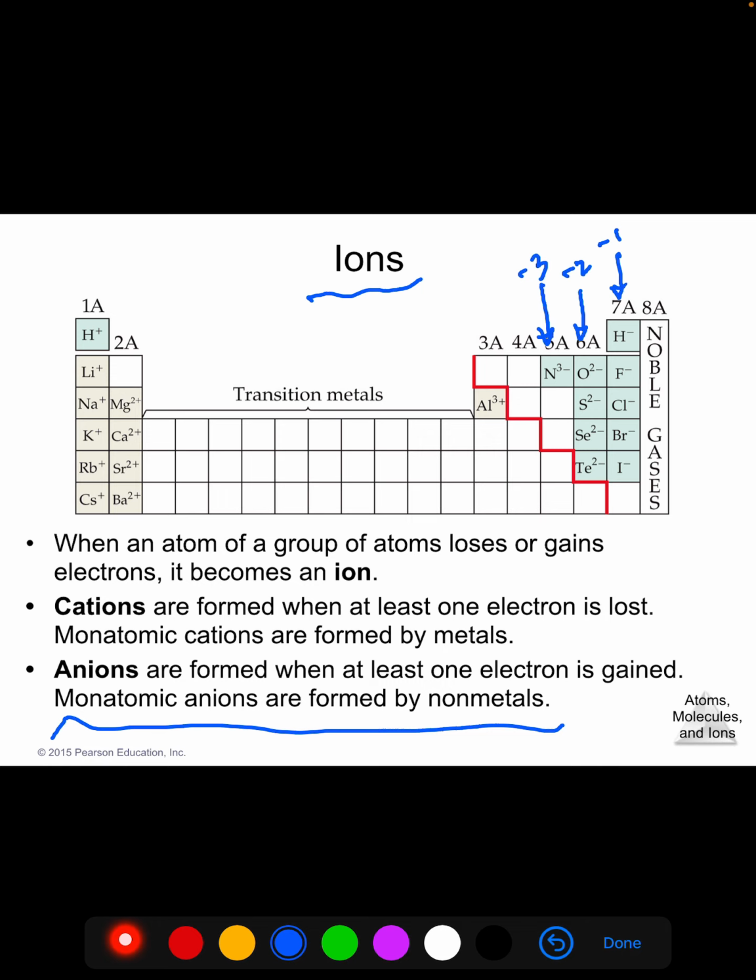And if you lose an electron, remember, those electrons are negatively charged. When you lose something negative, you become more positive, and you become a cation. I had a teacher tell me once, see the little plus? That's how you remember cations are positive, and anions have an N for negative.